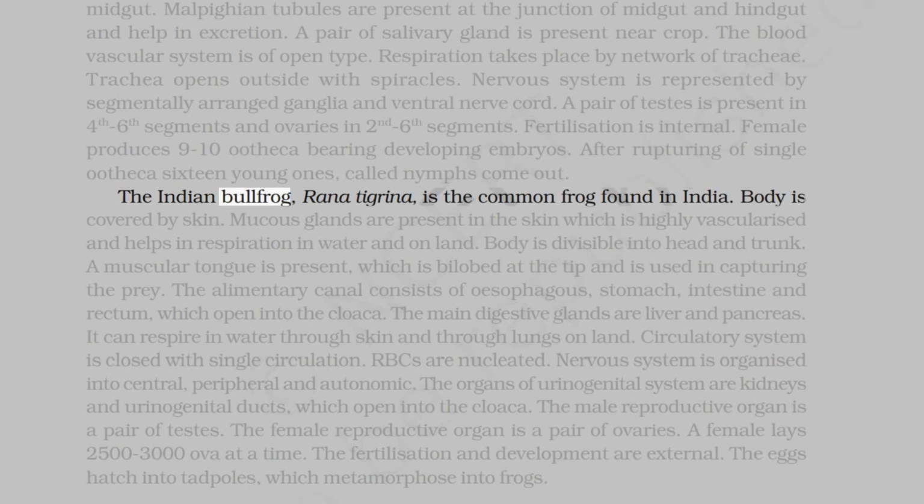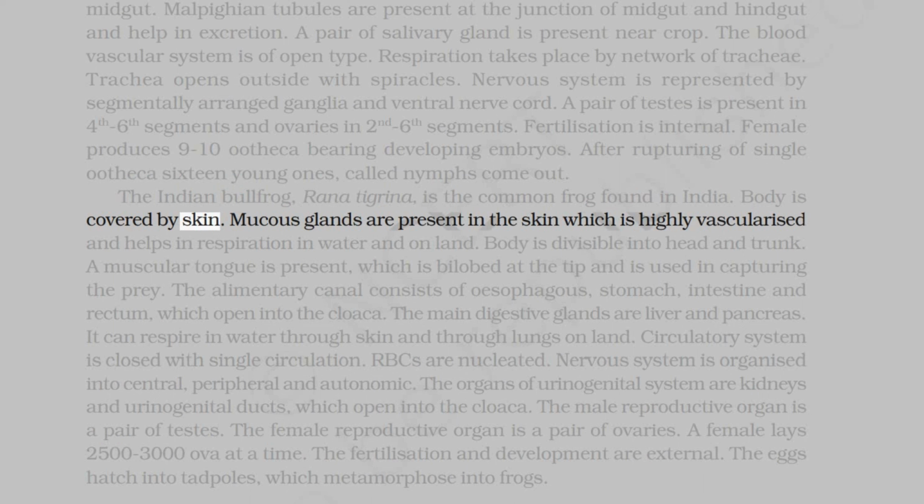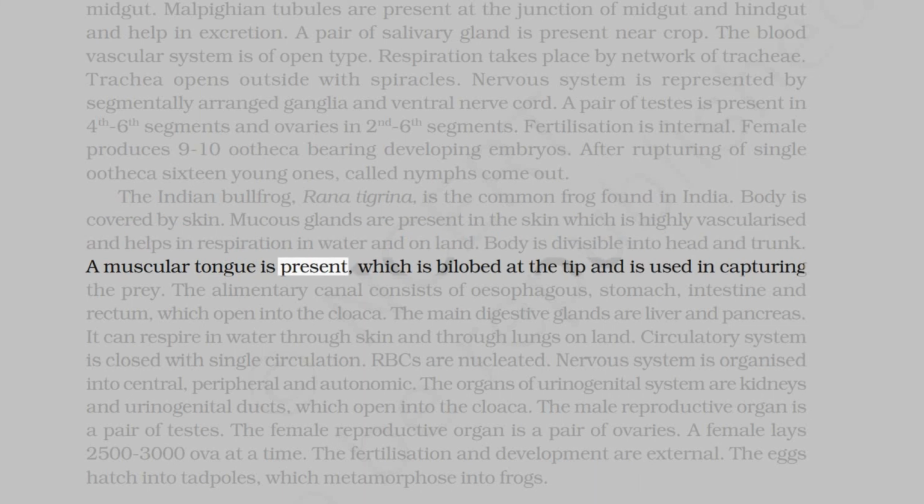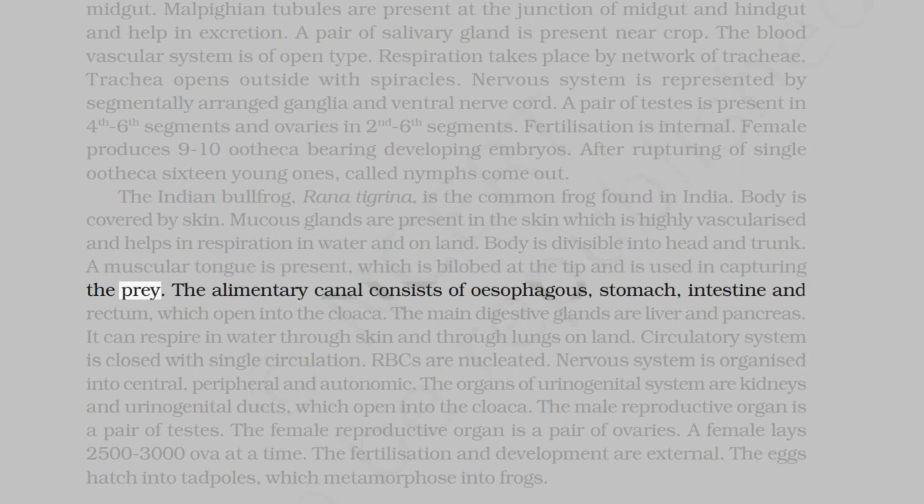The Indian bullfrog, Rana tigrina, is the common frog found in India. Body is covered by skin. Mucous glands are present in the skin, which is highly vascularized and helps in respiration in water and on land. Body is divisible into head and trunk. A muscular tongue is present, which is bilobed at the tip and is used in capturing the prey.